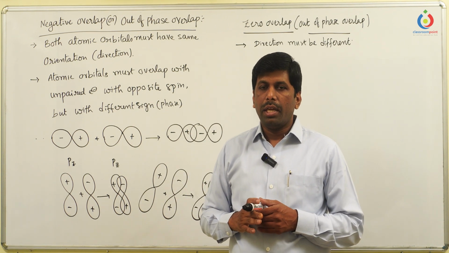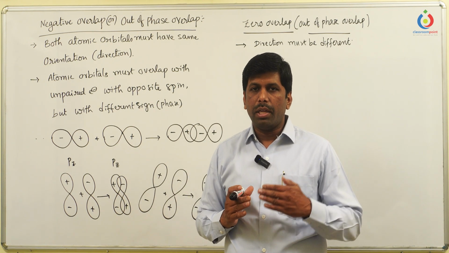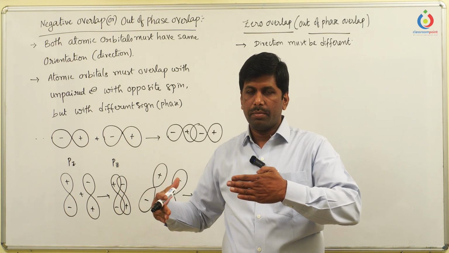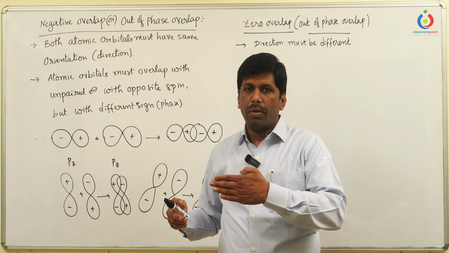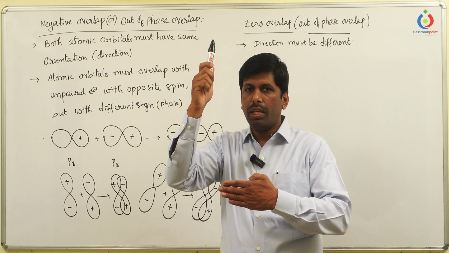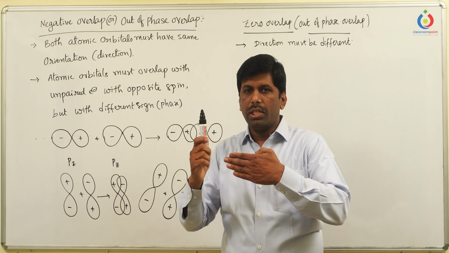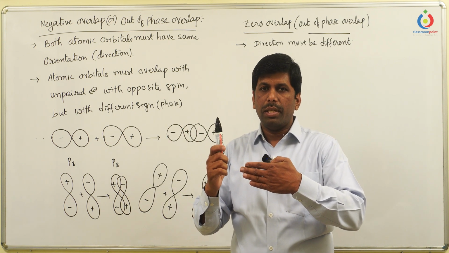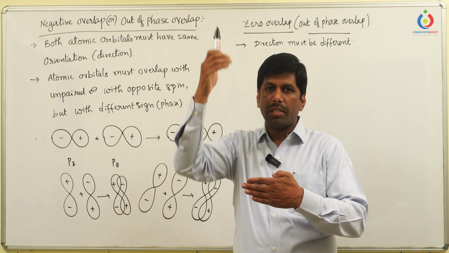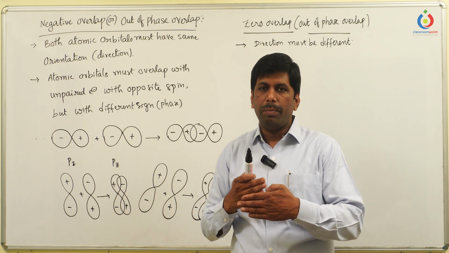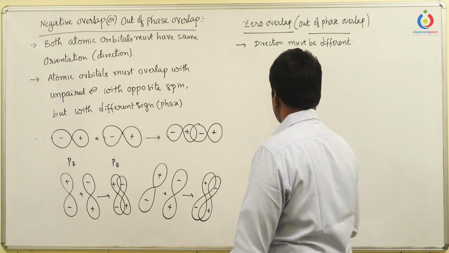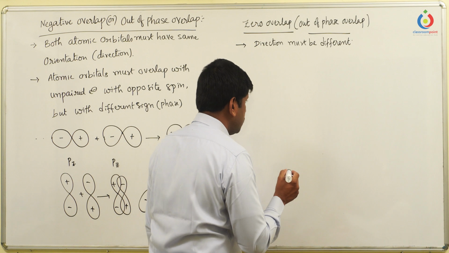The reason is, if you take the pz orbital, electrons are located along the z axis, so this is where the bond formation comes from. But in the px orbital, electrons are located along the x axis. So when they approach each other, overlapping does not take place. Even if overlap takes place, that is called zero overlap, because in the px orbital electrons are in the x direction and in the pz orbital electrons are in the z direction. Once the direction is different, that type of overlap is called zero overlap.